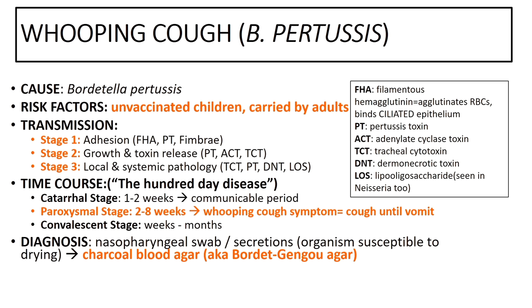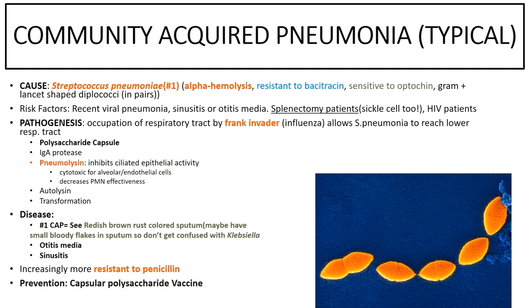Diagnosis, so nasopharyngeal swab and secretions, and we can check for that. And remember that we have to get this to the lab right away because it's susceptible to drying. And this is something we cannot use cotton swabs to take. We have to use a particular swab in order to get it. This grows on charcoal blood agar, also known as Bordet-Gengou agar. So practice saying that a couple times. I didn't have anything to help remember that one.